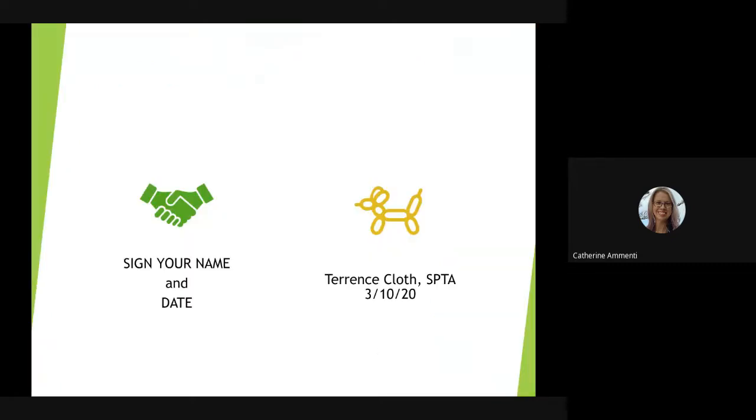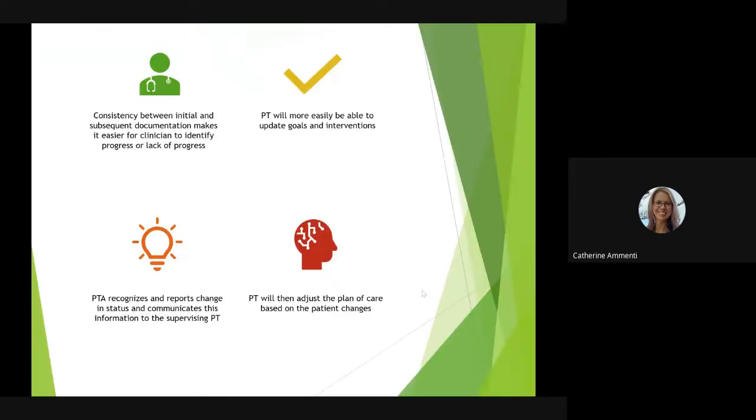Lastly, sign your name and date. And remember, your designation is SPTA, so that's your professional designation. So I should see your name, first name, last name, student PTA, SPTA, and the date at the end of your note.